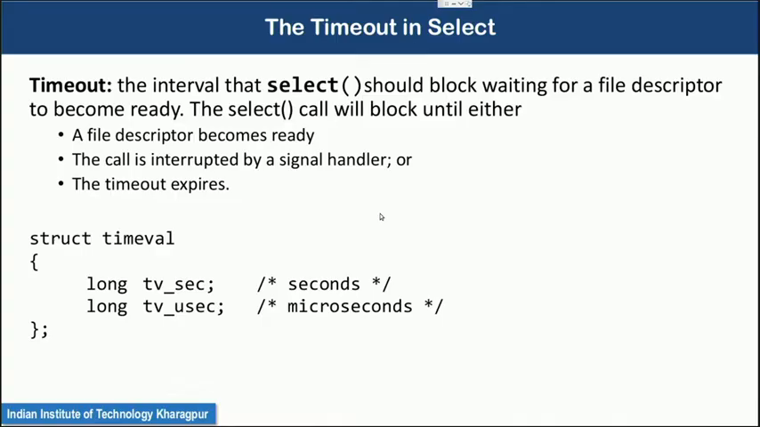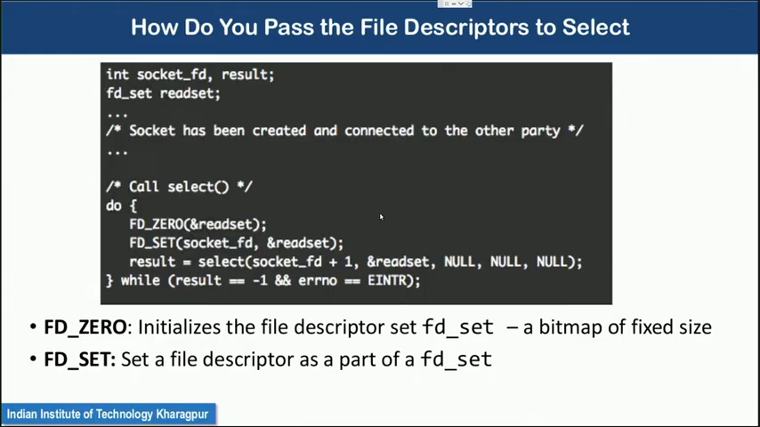You provide the value in the form of seconds and microseconds. Now, how do you pass the file descriptor to select? For that, we first initialize the file descriptor set, FD set, which is a bitmap of fixed size, with FD zero. Then we make the call to FD set, which selects a file descriptor, say my socket that I have defined, and the corresponding bit where the socket is getting added. This particular bit corresponds to this socket file descriptor that will get set, which means some data is available there.